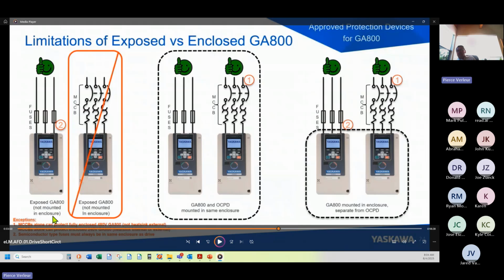not mounted in an enclosure, then where are you going to put these fuses? Because item 2 says semiconductor type fuses must always be in the same enclosure as the drive. Therefore, note that if one of your customers is mounting this thing on the wall with the NEMA 1 kit, you can't use semiconductor fuses. There is no enclosure to put them in. Now, are you going to get dinged for that? Probably not. If you put these fuses in a little box right in front of the drive, that's probably going to be okay. But that's just a little anomaly that I'm pointing out for you.